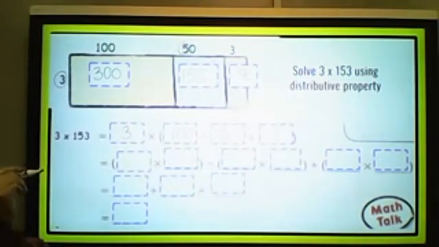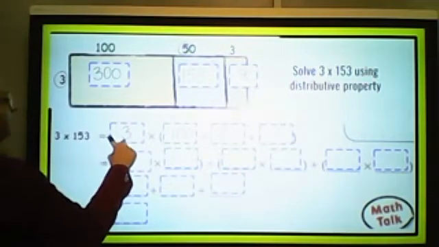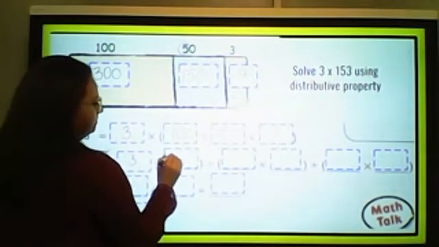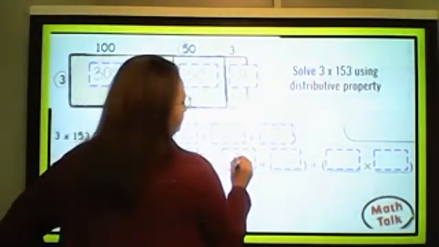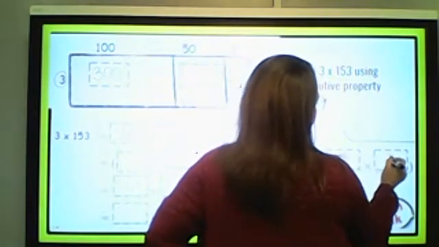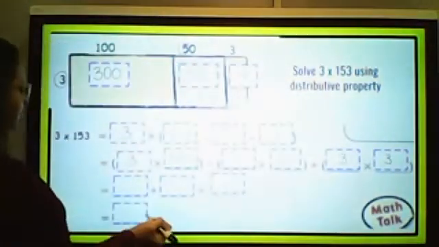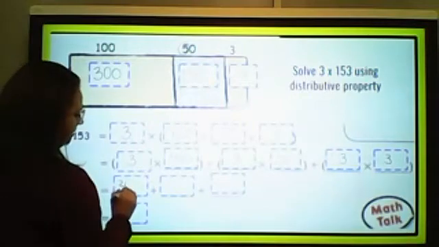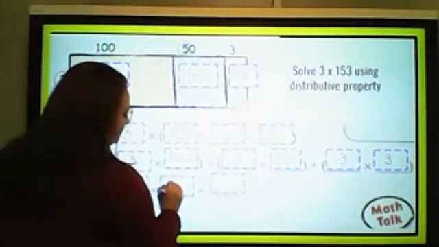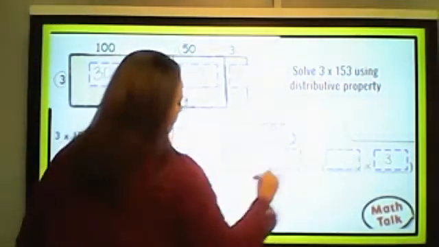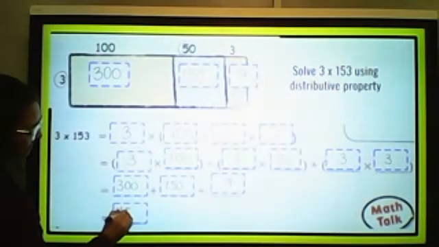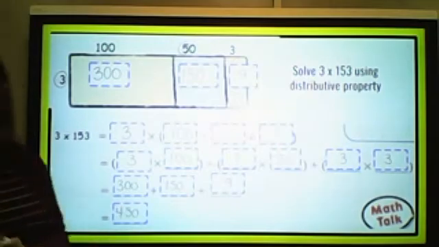Now I'm going to multiply 3 times each of the numbers. 3 times 100, 3 times 50, 3 times 3. 300, because 3 times 100 is 300. 3 times 50, and then 3 times 3 is 9. And then when we add it up, we do get that 450. All right?